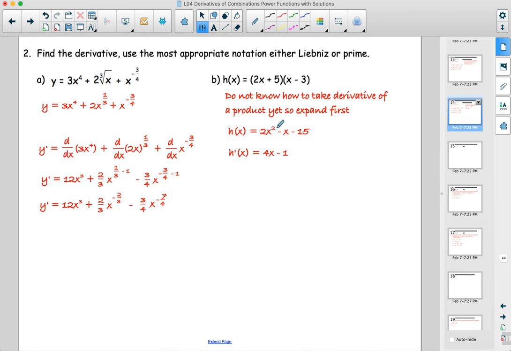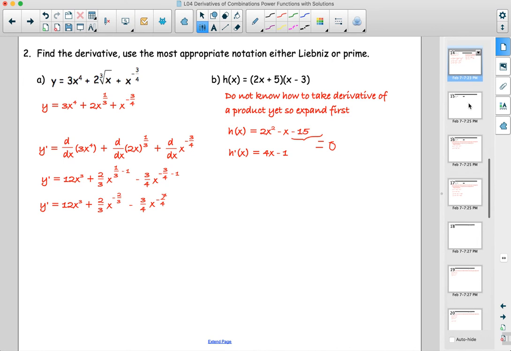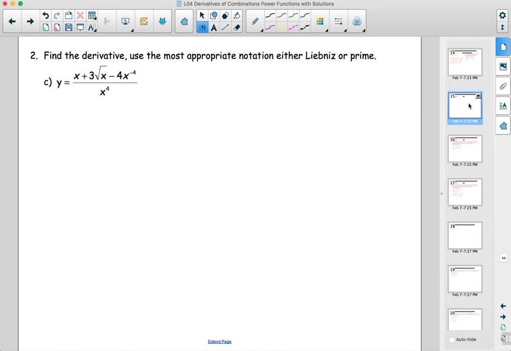The derivative of 2x squared is 4x. The derivative of -x is -1. Of course, the derivative of a constant is 0. So h prime here is just 4x minus 1. Let's move on to the next slide.